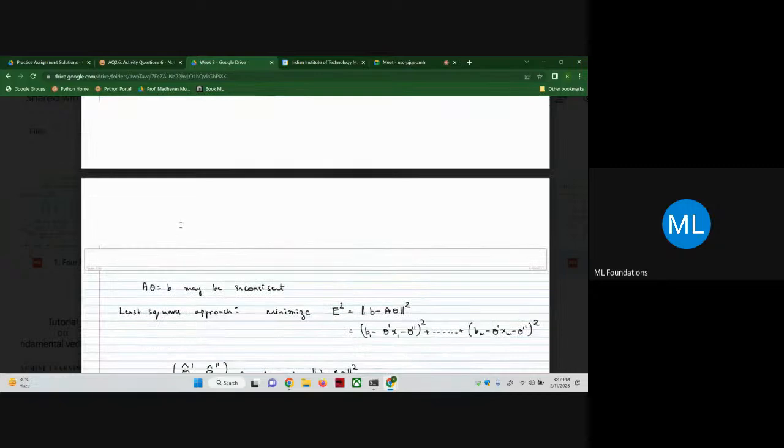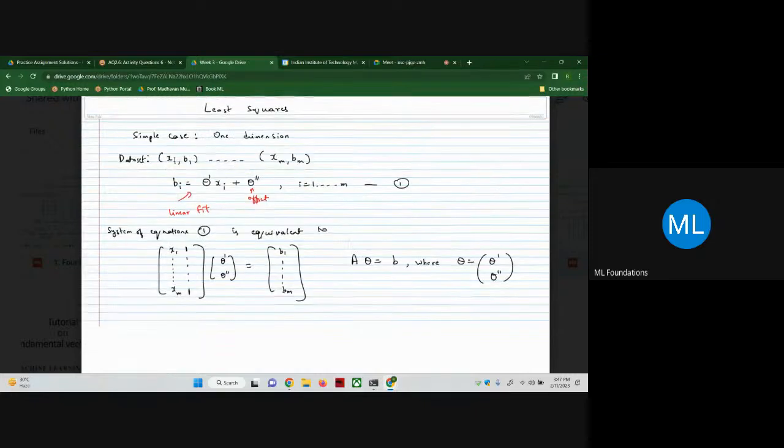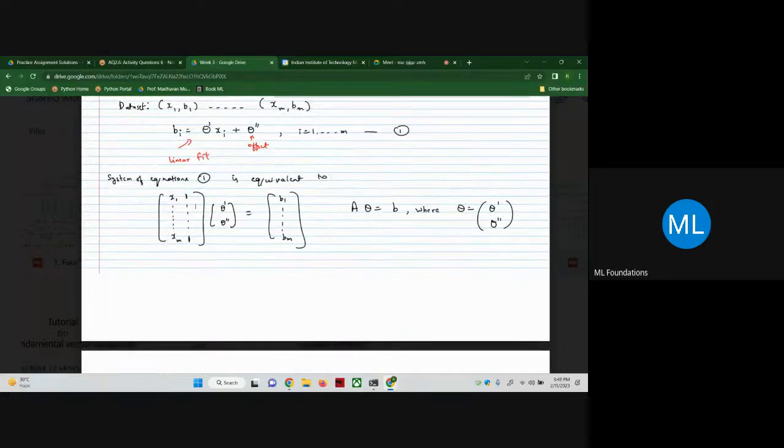So for this, the way you solve it is the same thing. You rewrite this entire thing in a matrix form, the Ax equals b form, where x1 to xm belong to the x coefficients, and the other column is the offset, the constant one. So theta 1 is the slope, and theta 2 is the constant. This will be equal to the y coordinates.